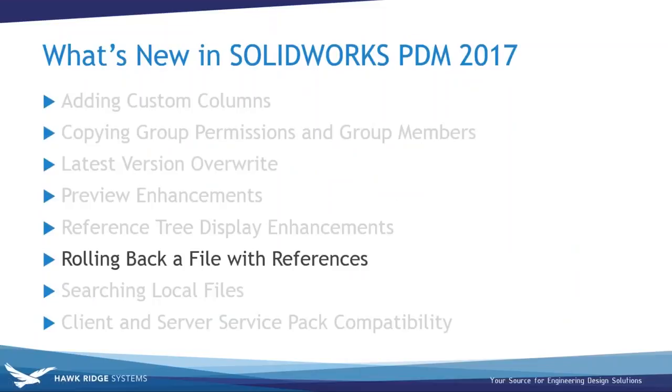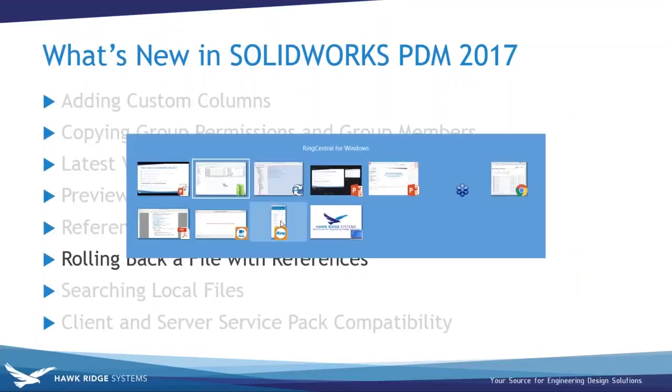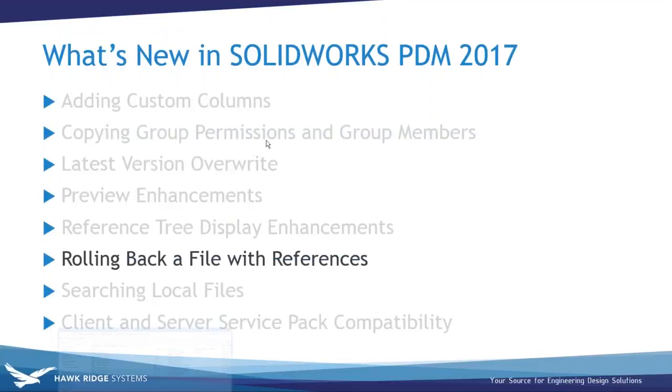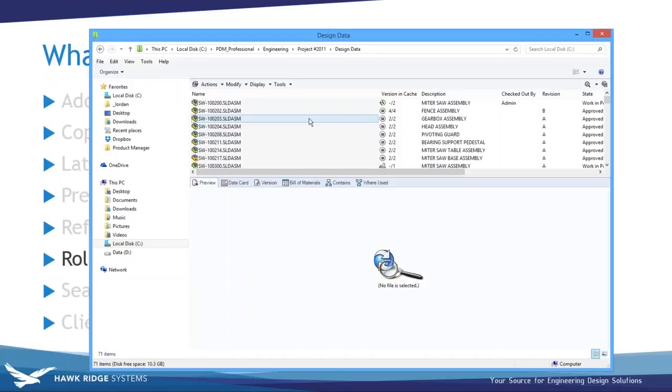Another big one is rolling back a file with references. So this is a big one. If you've ever used rollback, especially if you have a large assembly tree that has a lot of different references, maybe somebody accidentally approved a drawing and it had 100 components. Previously, what you would have to do in order to get those files to roll back is you'd have to roll back each one individually. Well, and sometimes you'd also have to repoint the references as well to previous versions of the file.